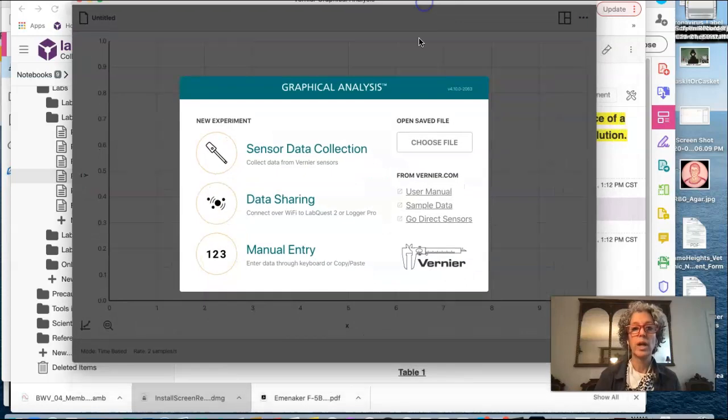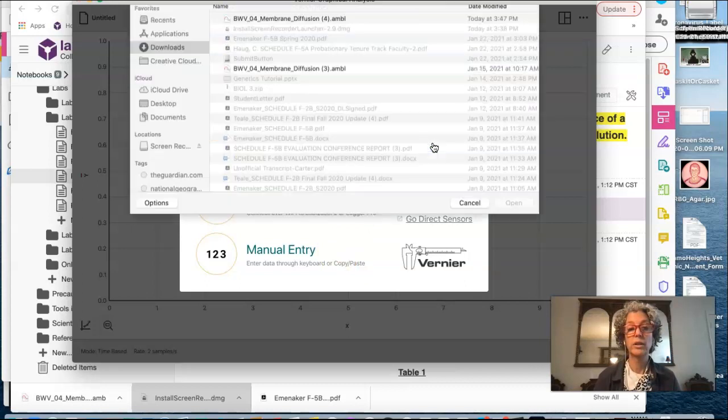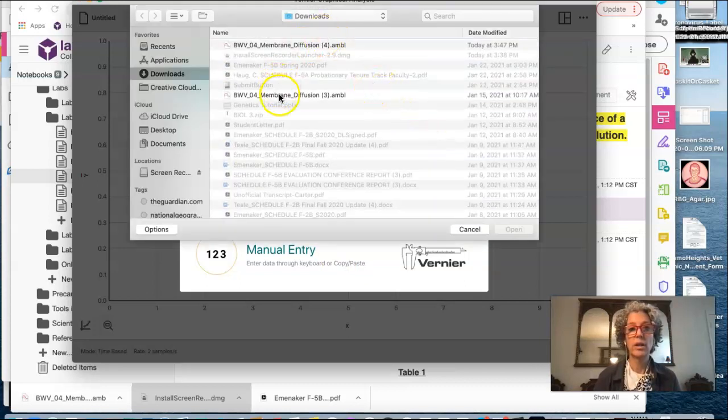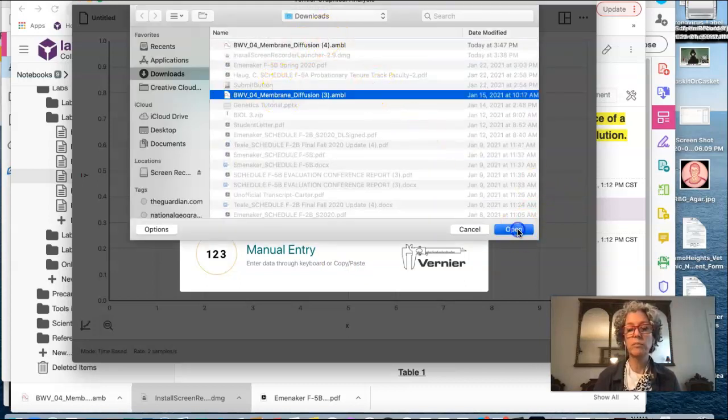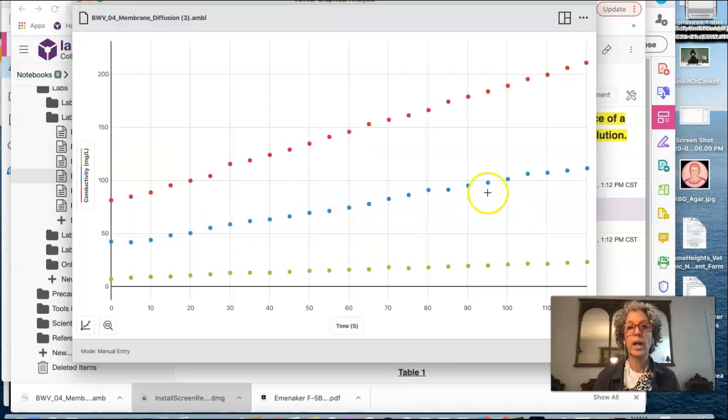Scoop that up. We're not going to data collect. We're not going to manually enter. You need to choose the file that you just downloaded. And that is the membrane diffusion. And it's already got the graphs on here. So it tells you that the y-axis is the conductivity. The x-axis is the time.